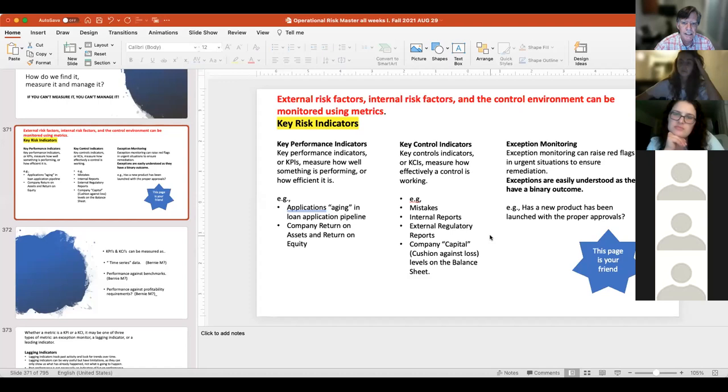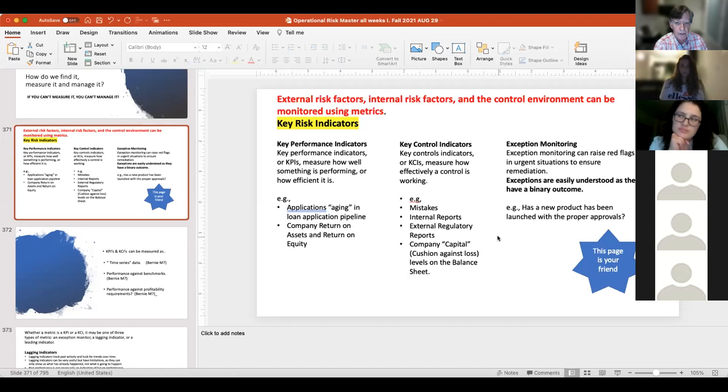And that would be a key control indicator. Okay. For example, mistakes that your employees make indicate insufficient control. Internal reports, external regulatory reports will address whether your operation is under control or not. Are you making a lot of mistakes? Is the process taking too long? Is the process too short and you're making mistakes? Another is the capital cushion that you have on the balance sheet. We won't talk about that right now. Just hold that in the parking lot because we have that in another lecture.